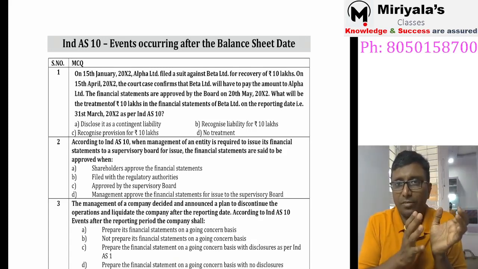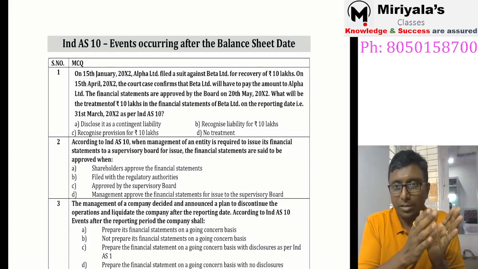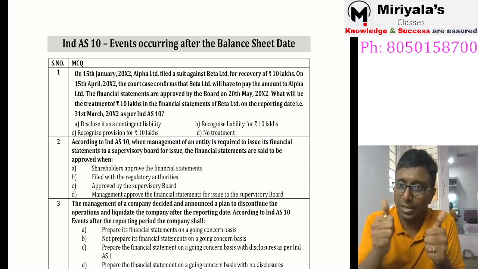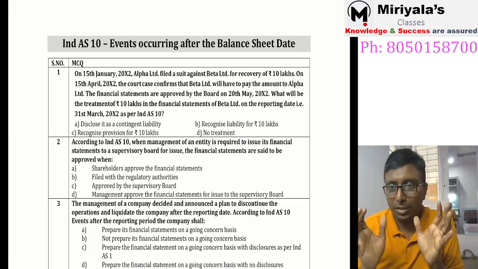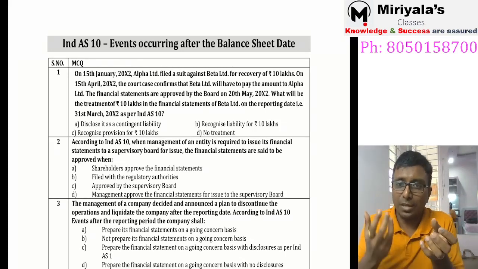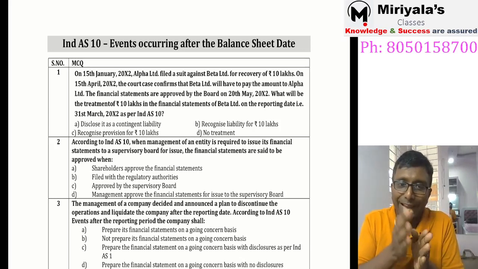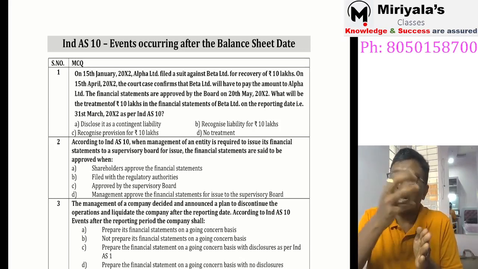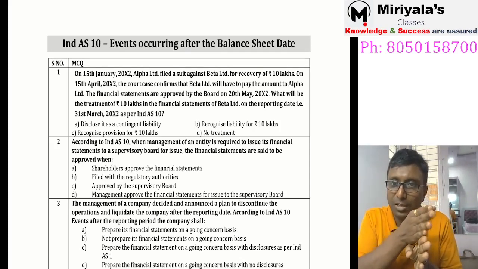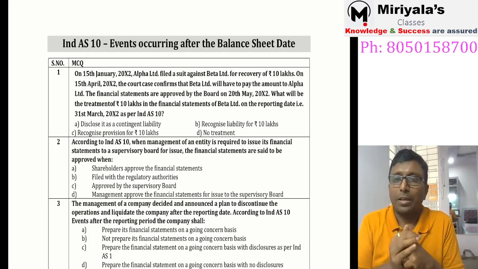If it is an adjusting event, then we will record it in our financial year. If it is a non-adjusting event, we will record it in the next financial year. So this is how it will go on. What is an adjusting event? An adjusting event is a situation or condition which exists on 31st March, and subsequently whatever happened gives some information related to that situation or condition already existing on 31st March. Got it?